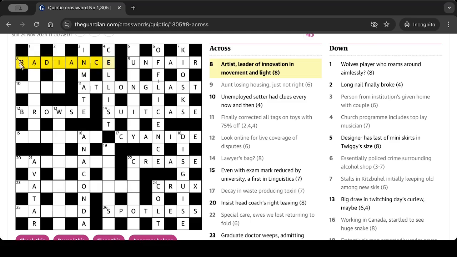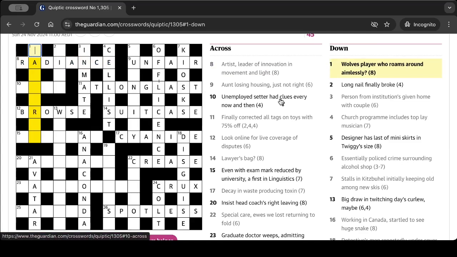So what we have is RA, which is artist, Royal Academy. We have a word for movement, which is dance, DANCE, and inside that we have the leader, the first letter of innovation. So light is radiance. That gives us a few more letters. So one down, wolves player who roams around aimlessly.